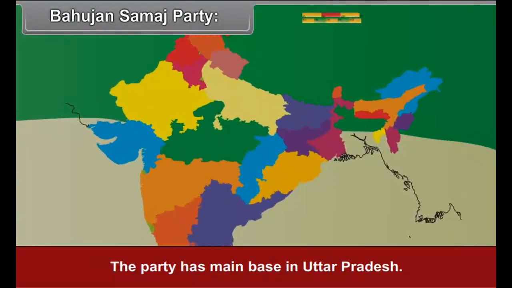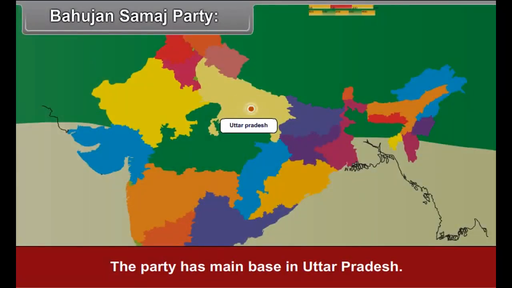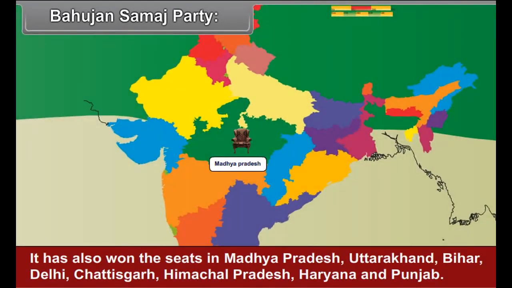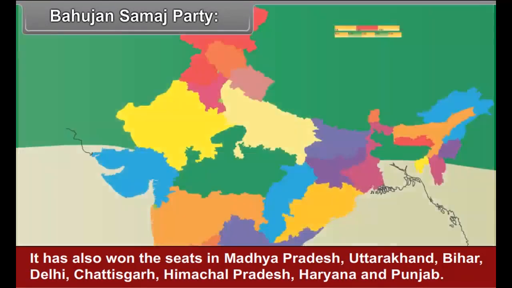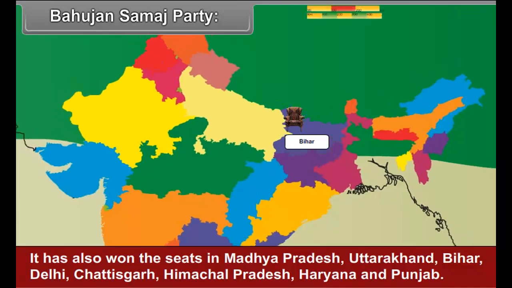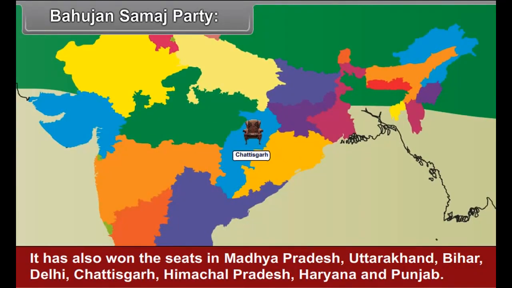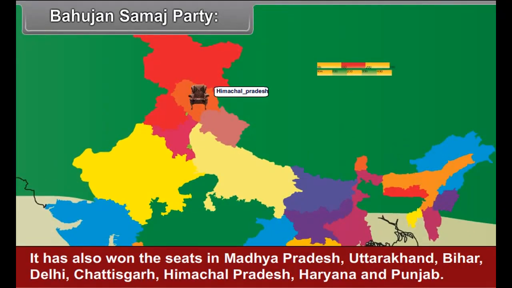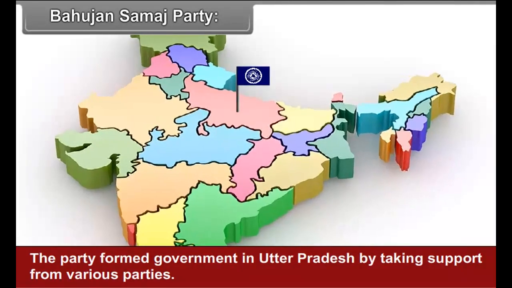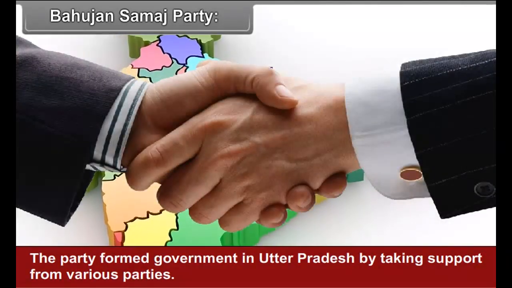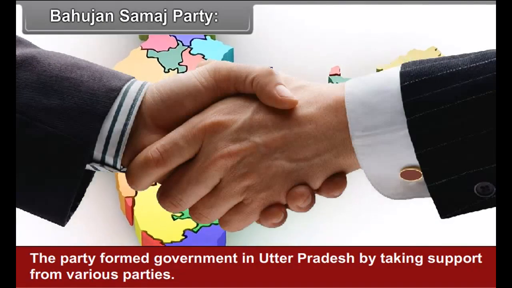The party has its main base in Uttar Pradesh. It has also won seats in Madhya Pradesh, Uttarakhand, Bihar, Delhi, Chhattisgarh, Himachal Pradesh, Haryana and Punjab. The party formed government in Uttar Pradesh by taking support from various parties.